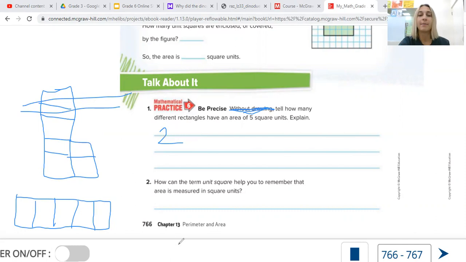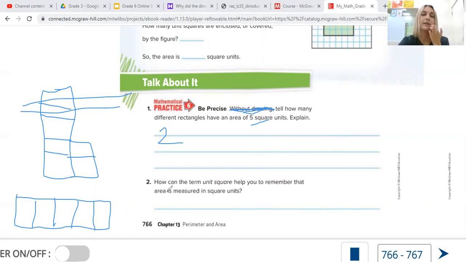I'll throw the answer up in just a second once we talk about this one. But the reason why is because 5 is an odd number. If we had an even number like 2 or 4, 6 or 8, we could move those unit squares around a little bit and make a lot more options for my rectangles. But with an odd number, we can really only make it like this or this way.